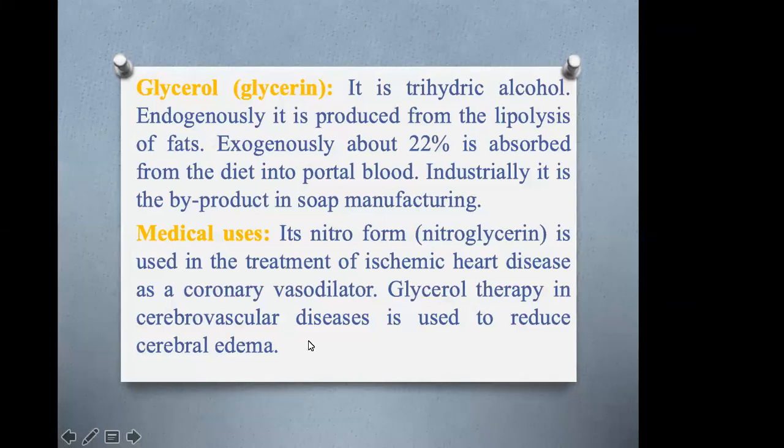Glycerol therapy in cerebrovascular disease is used to reduce cerebral edema. So the other clinical importance is that it can also be used in cerebral edema.